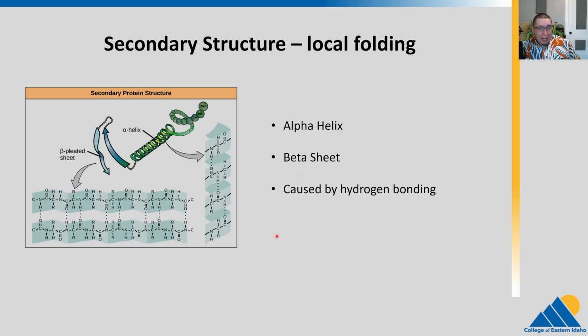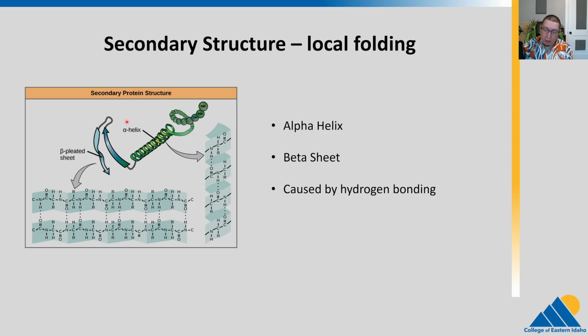All right, our second level of protein structure, the secondary level, is local folding. Small little regions can fold up into shapes. Sometimes they will fold into helical structures we call alpha helices, where they coil up. Other times they will be flat beta pleated sheets. These are caused by hydrogen bonding between the amino acids. We're not going to go too much into detail, but it is good to know because you will see these coiled structures and flat structures.